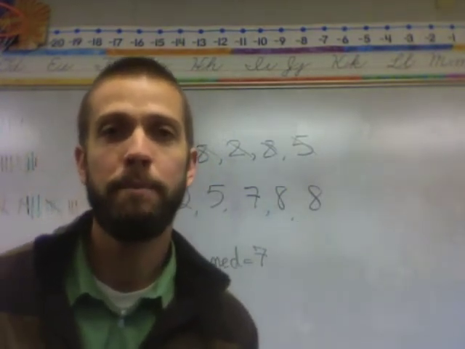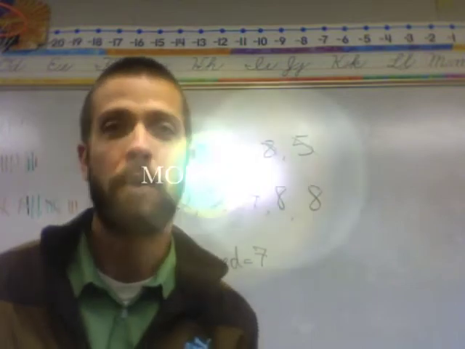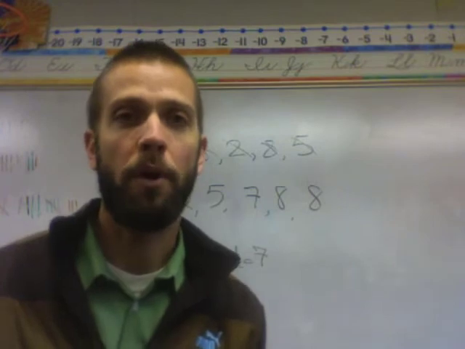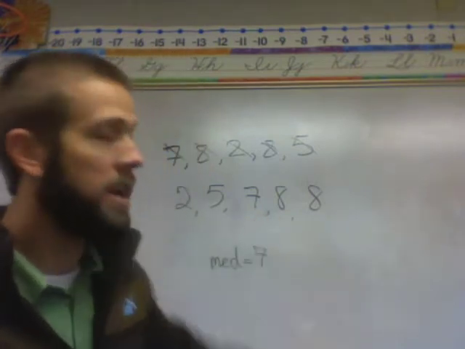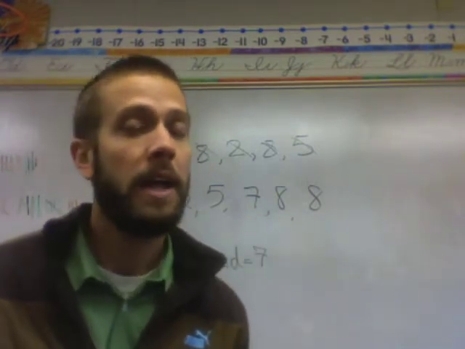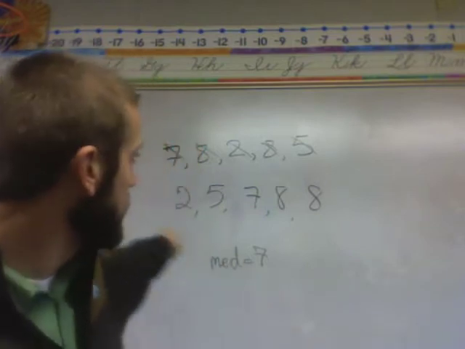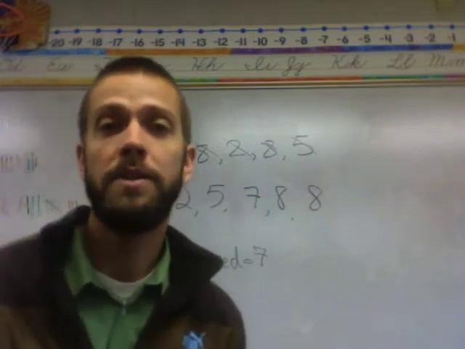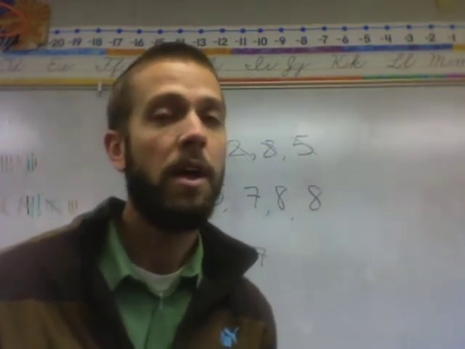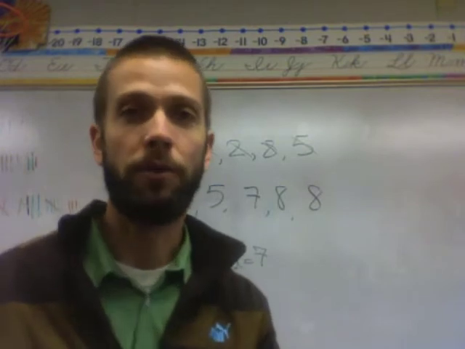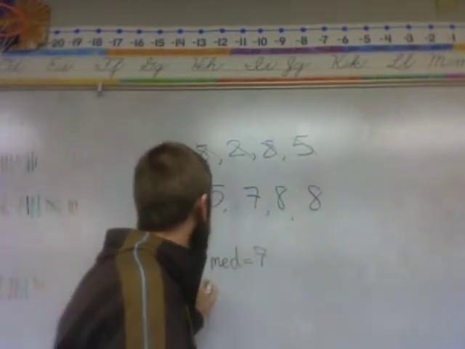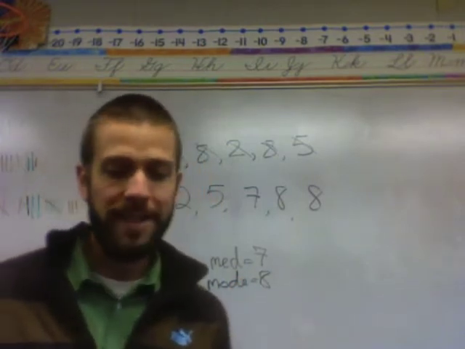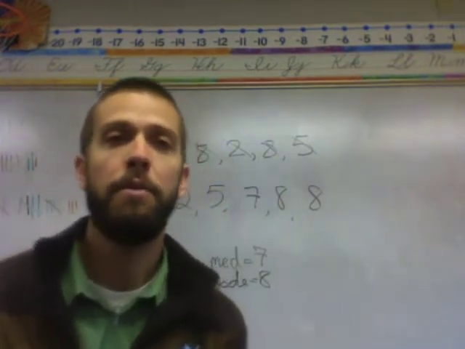How about mode? Mode is most. Say it with me. Mode, most. It's the number that appears the most. Now in this one, it happens to be the number that is also the most value. That's not always the case. If there were 3 1s in front here, that'd be 3 1s against 2 8s. So the 1 would be the mode. But it's the number that appears the most. So the 8 appears twice, more than any other number. So the mode is 8. You don't write 8 8, but the mode is 8.